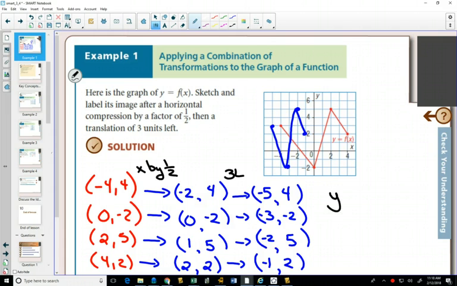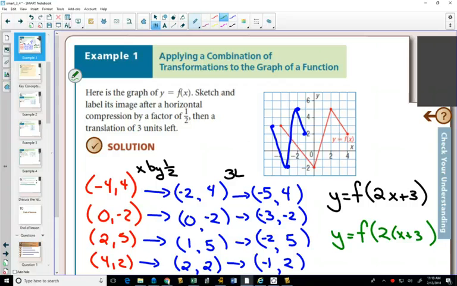So you could write this as y equals, in terms of f, everything inside the function. I'm going to show you two options, one in black, one in green, where everything's inside the function. In order to have x compressed by a half, there needs to be a 2 inside. That would be the same in both of those equations, because that's what a horizontal compression by a half is. You have the reciprocal inside your function. Now 3 to the left is going to be x plus 3. So we have two options: either I can put that x plus 3 in brackets or not put it in brackets.